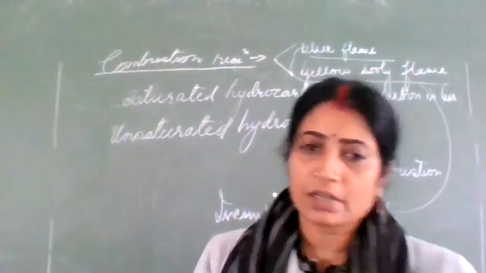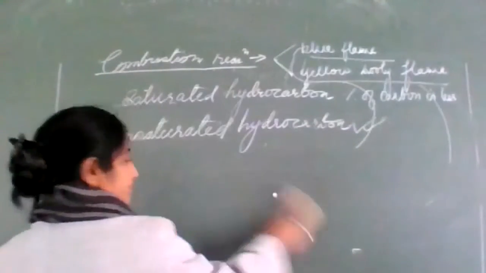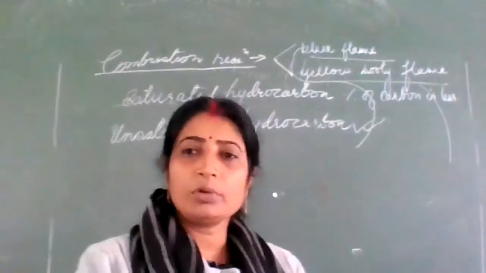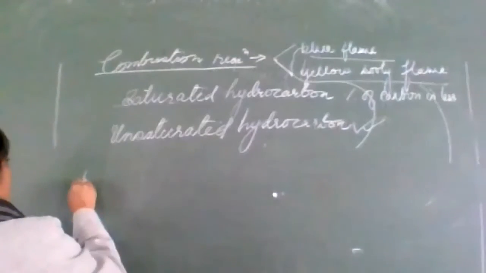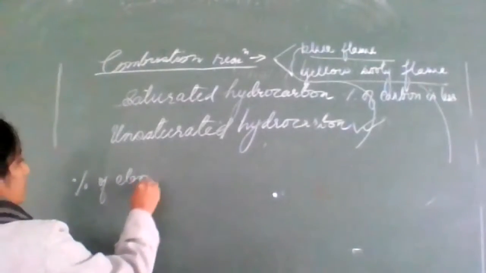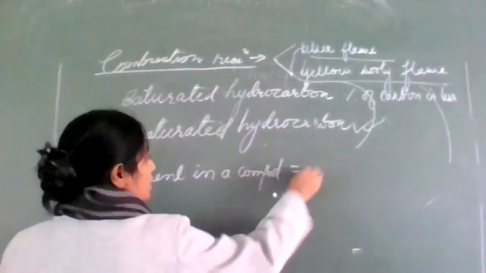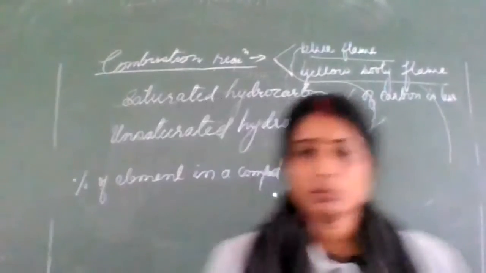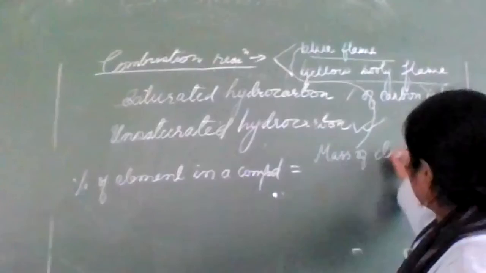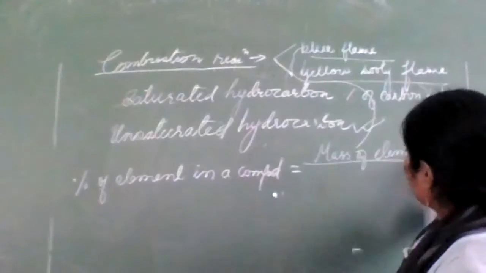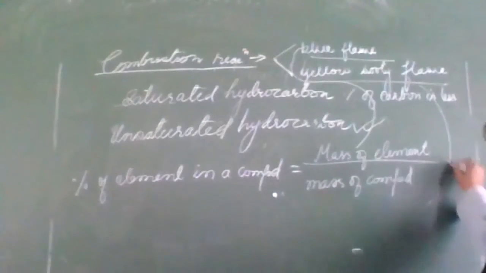Can you find out the percentage, class? पता है क्या है फॉर्मूला? What is the formula for finding out percentage of element in a compound? It is equal to mass of element by mass of compound into 100.